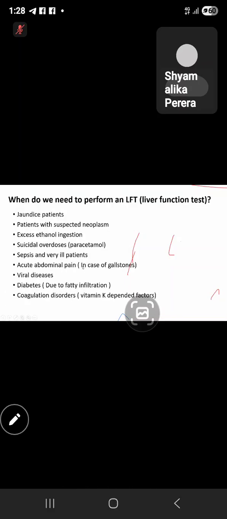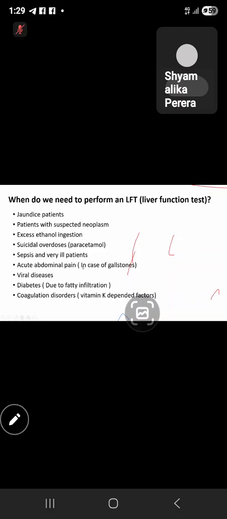Right. So those are the conditions. Based on the jaundice conditions, you can classify the diseases. But at what time do we need to do the LFT, the liver function test? Mainly clinicians request the liver function test when they receive jaundice patients and patients with suspected cancers.